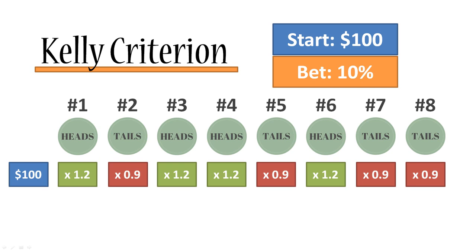Then the next tails turns your $120 into $108. And that's pretty much just taking your $120 and multiplying it by 0.9. Then you get heads, that's another multiplication, and so on. So every time, depending on the results, you either multiply your current balance by 1.2 or 0.9.